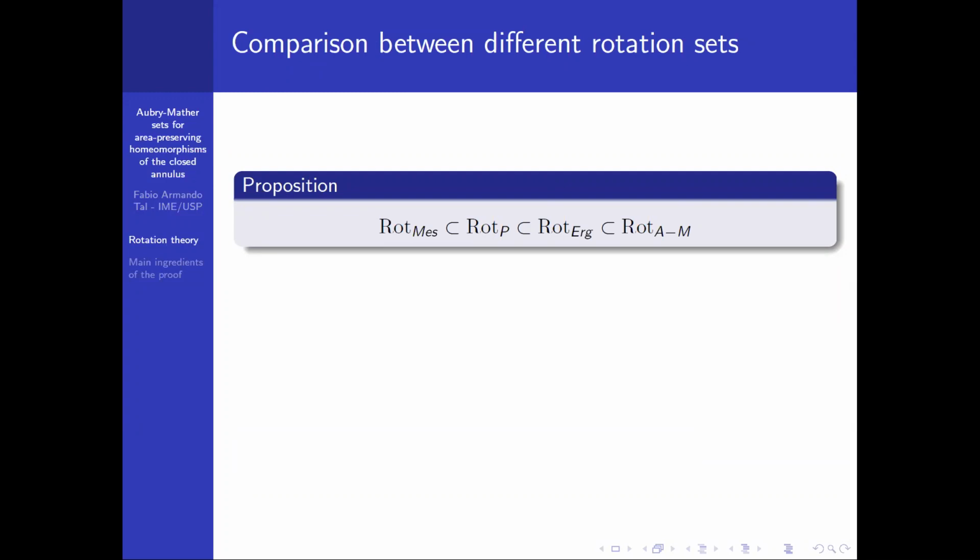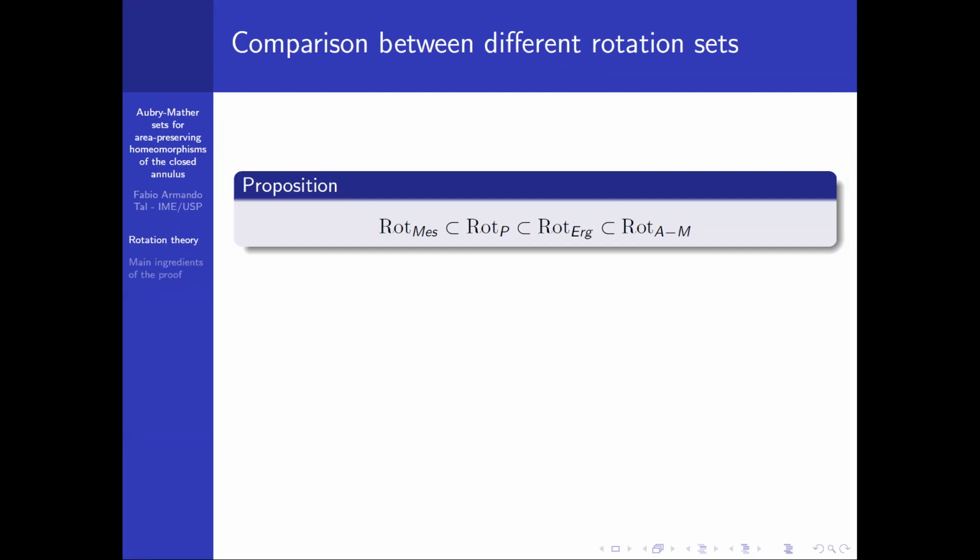And then you can have a simple proposition, which is this hierarchy of different rotation sets, or different ways of realizing stuff. The rotation set by measures is the largest one, and then it contains the others. Oh, this is all wrong. It should be the other way around. It's a subset. It contains instead of contained.